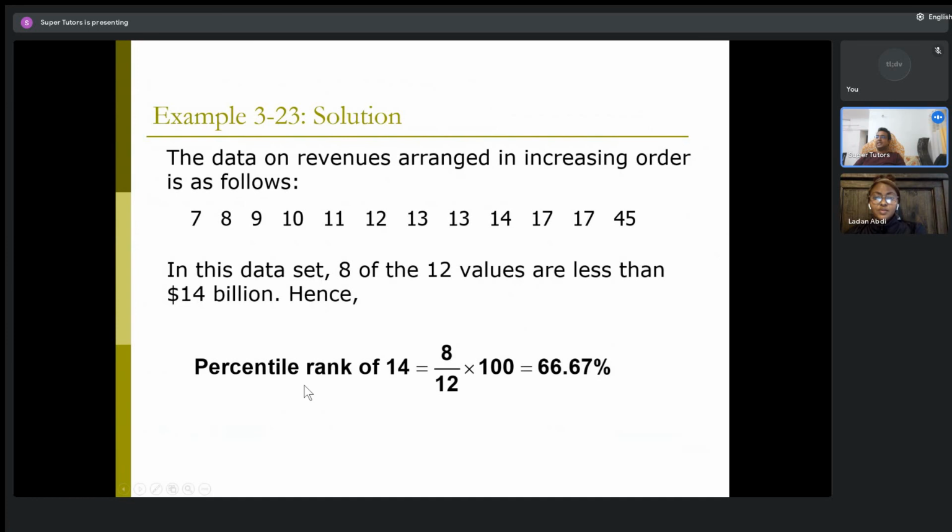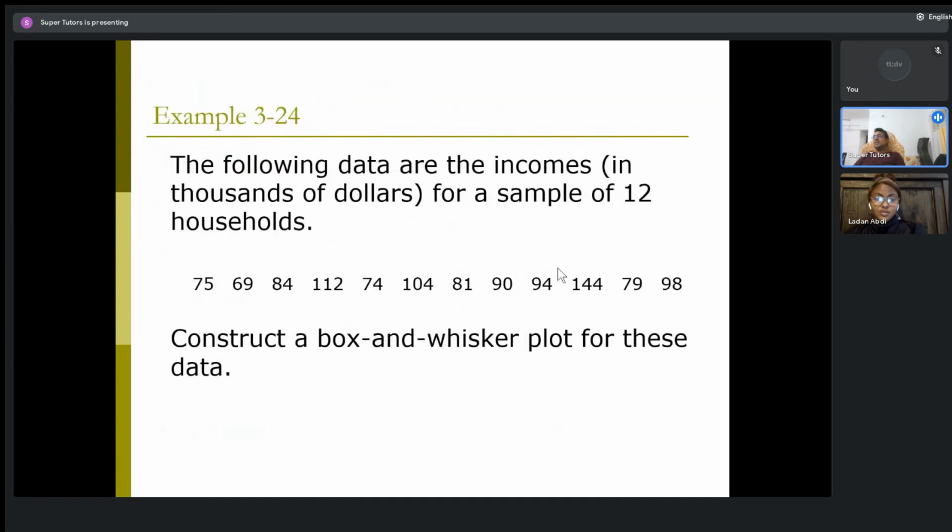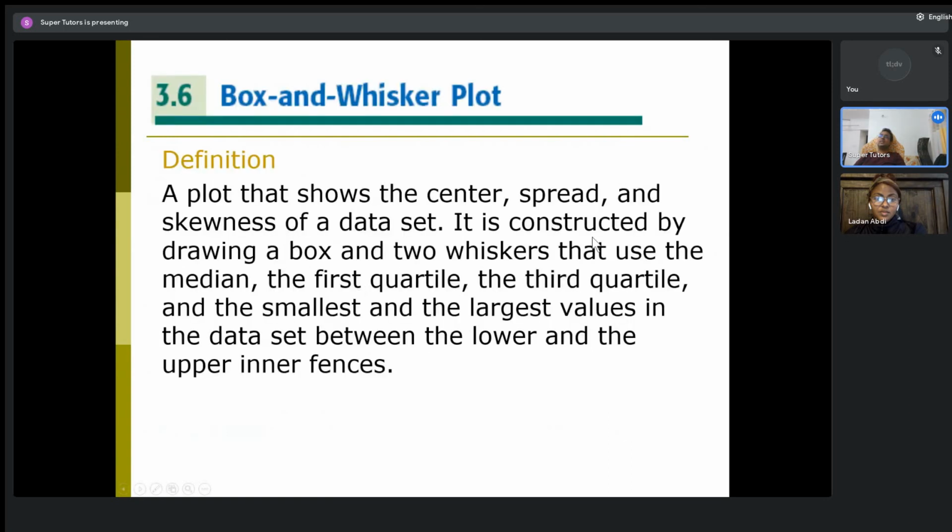So, this is how you find the percentile rank. And the last one is about a box and whisker plot. Now, you might not get the construction of it in the exam because that is, of course, not possible. But you might have one or two questions from here. This is a plot that shows the center, spread, and skewness of a data set.